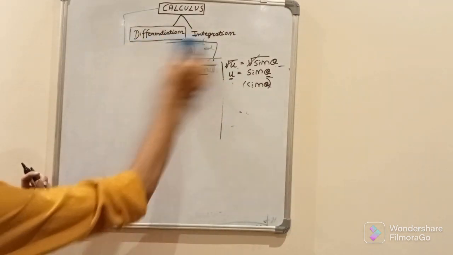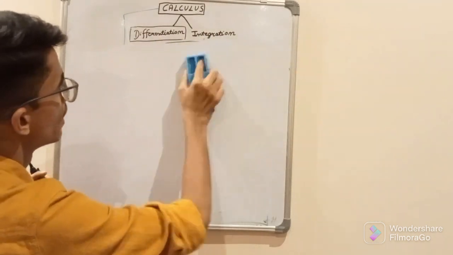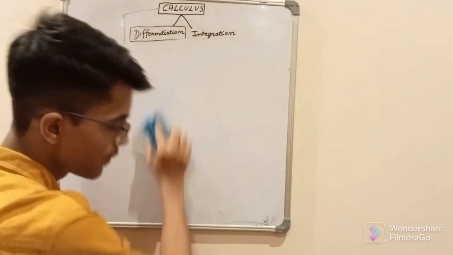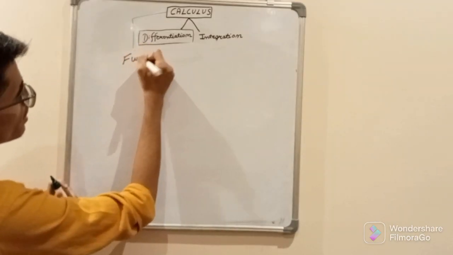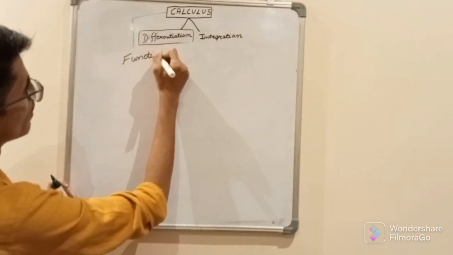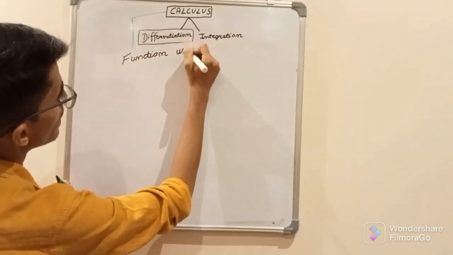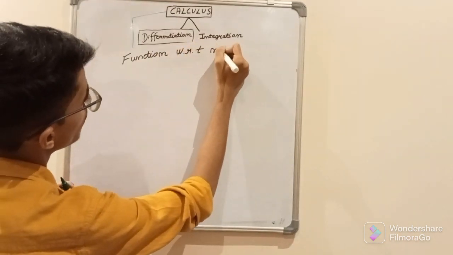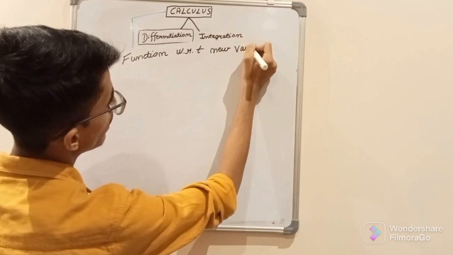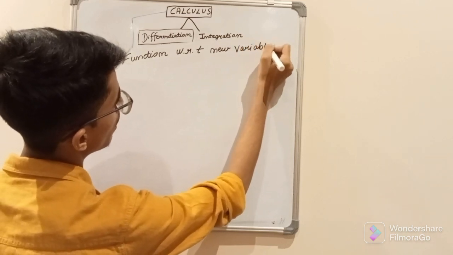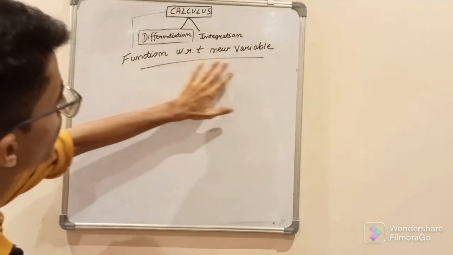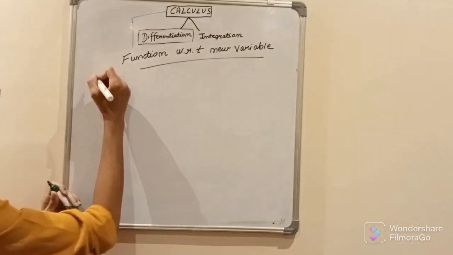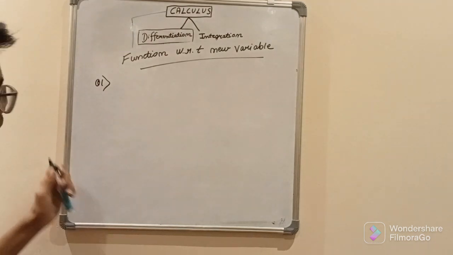Now we have a last topic left under this differentiation, that is function with respect to new variable. Now what does this line mean? Function with respect to new variable. Let's understand by the help of a question.